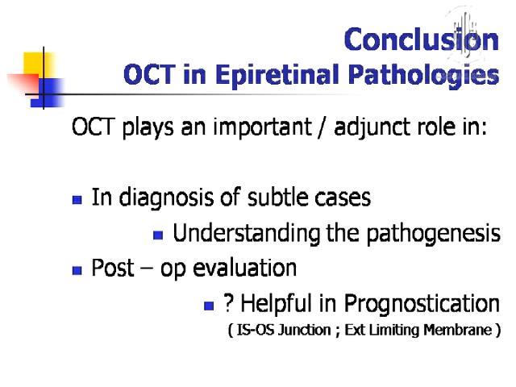Maybe in prognostication, if you can see this ISOS junction and the external limiting membrane, these patients definitely do better functionally, apart from restoration of anatomy, which does occur in most of these patients.